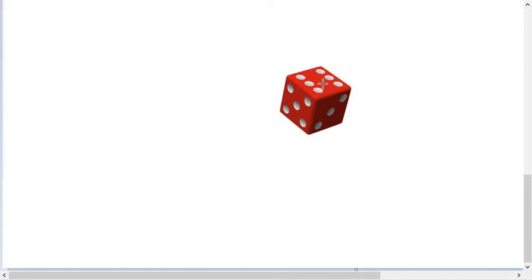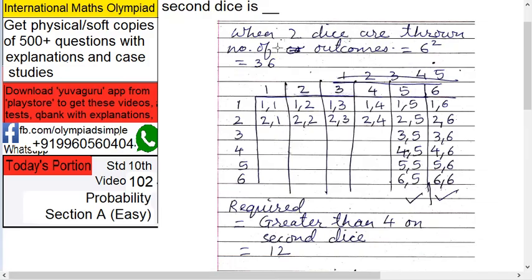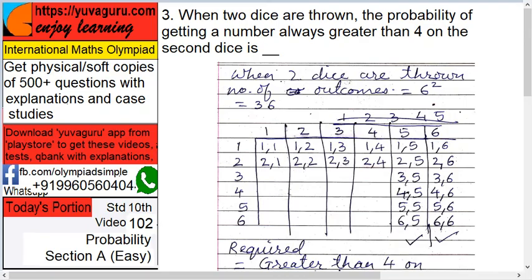If you throw 3 dice, then what is the possible outcome? 6, 6, 6, 6 cube. If you throw 4 dice, it's like that. So when 2 dice are thrown, the number of outcomes equals 6 square. See, I have shown it over here for 2 dice. This is dice number 1, this is dice number 2. So what all can come?